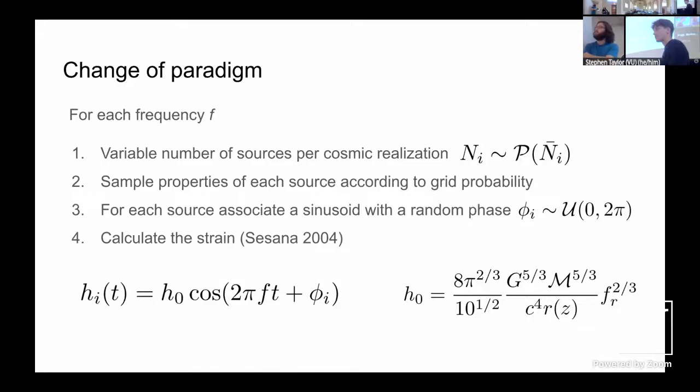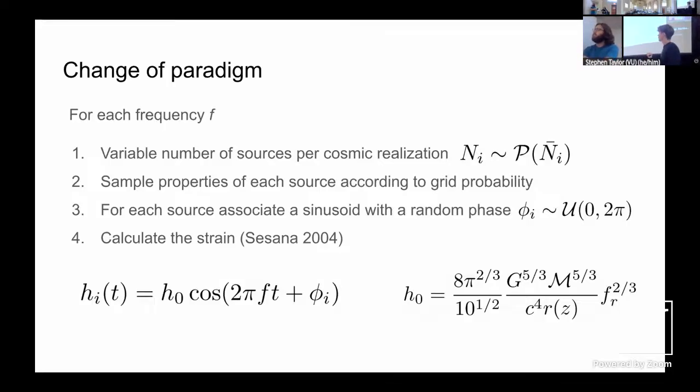So we thought, let's change paradigm. If holodeck isn't able to produce the Fourier coefficients for us, how about we do it ourselves? So we basically reproduce what holodeck does. We set the number of sources in each frequency bin to the average one that holodeck gives us, and we sample per each realization a certain number of sources per bin using a Poissonian distribution. And then we associate a random phase to them.